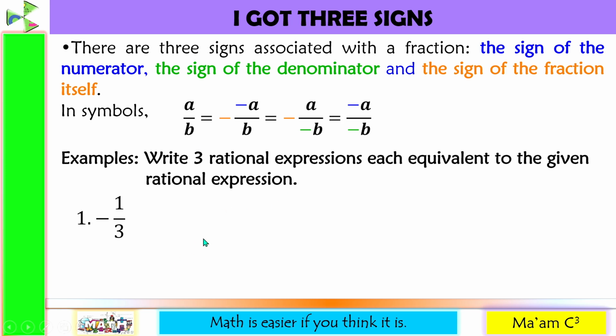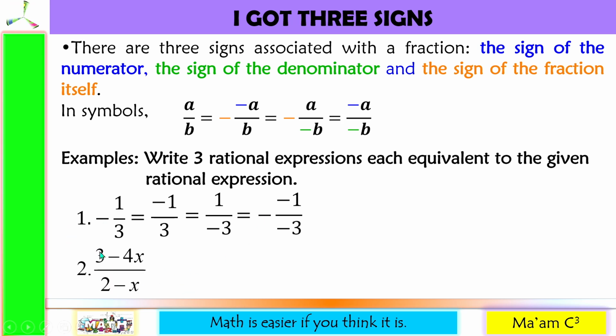Let us try to answer this. Write three rational expressions, each equivalent to the given rational expression. We have negative 1/3. I could rewrite this as negative 1 over 3. So the negative of the fraction, I let it be carried by my numerator. Or I can let it be carried by the denominator. Or I could make it both numerator and denominator, and the sign of the fraction is also negative. So negative over negative is positive, and positive times negative is negative.